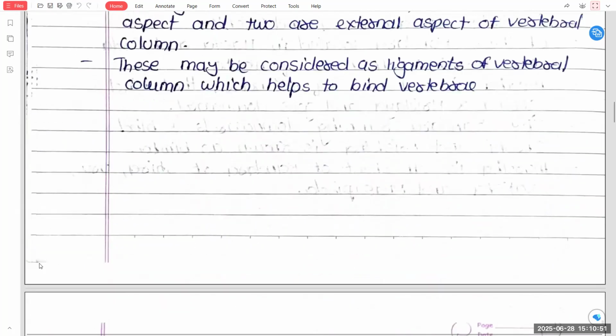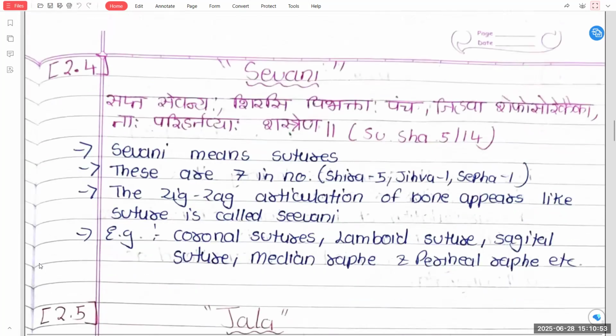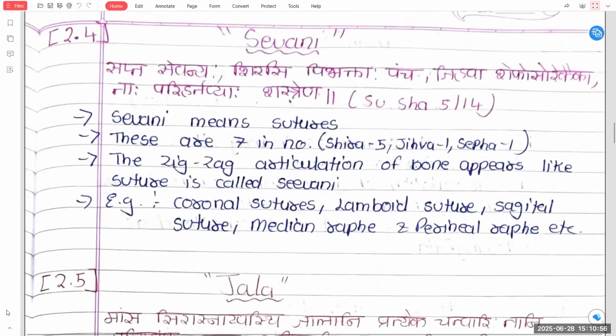The 4th definition of this chapter is Sivani. What is Sivani? Sapta Sivanyah. 7 Sivani are there. Sivani means sutures.